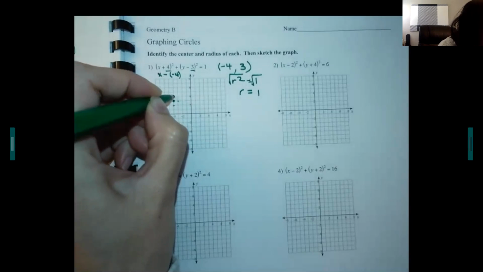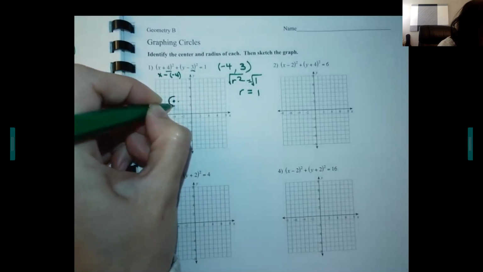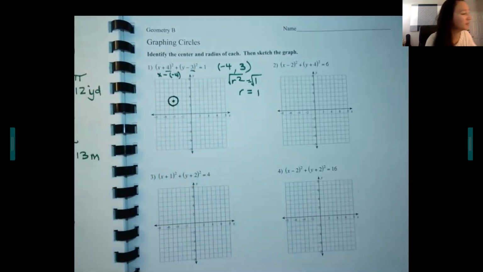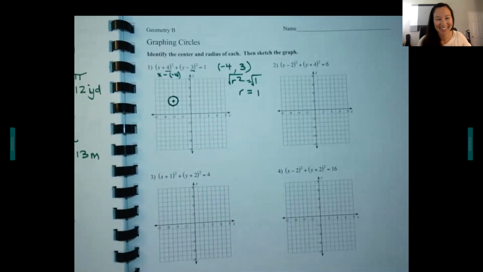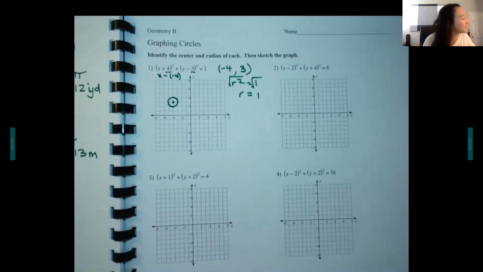I don't know if I'm going to get as lucky as I did last time with all of these. Just sketch a circle. That even came out perfect. Thank you.